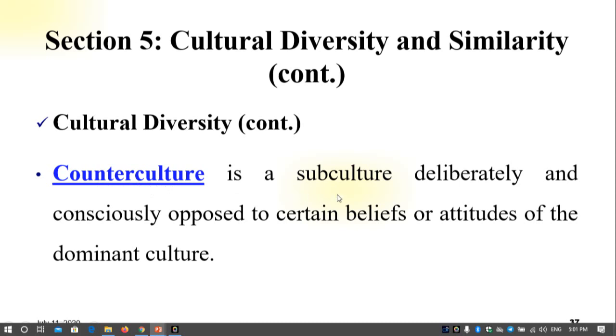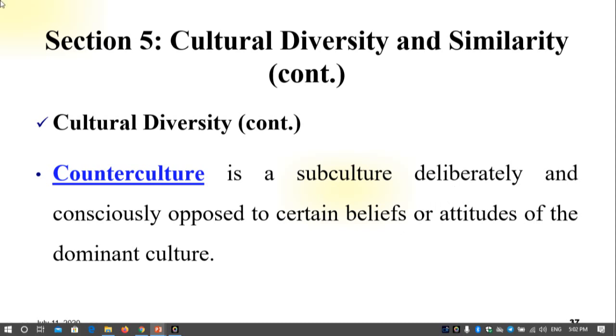Counterculture is a subculture deliberately and consciously opposed to certain beliefs or attitudes of the dominant culture. Deliberately means on purpose.